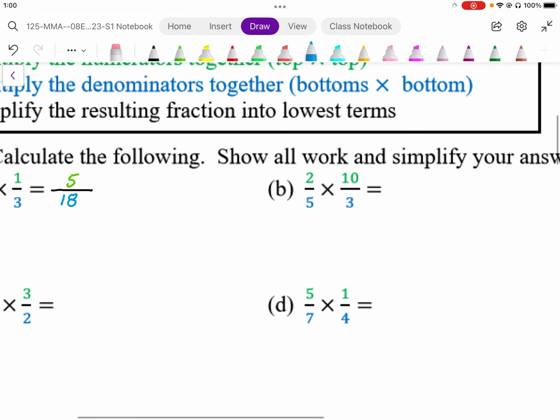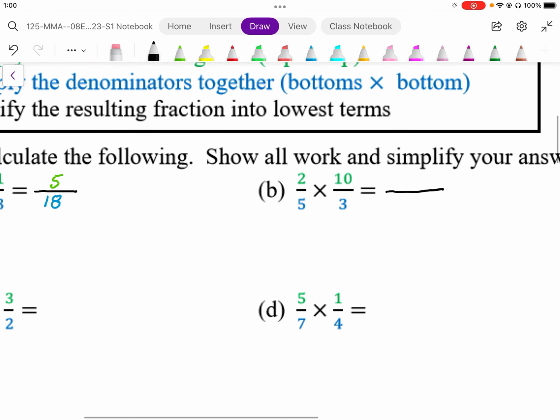So when we do B, we're going to do the same thing. We're just going to keep the top and the bottom separate. So we're going to do 2 times 10. That's going to give us 20 in the numerator. And we're going to do 5 times 3, or 18 in the denominator. Now, 20 and 18 do share common factors. So that's not 18. That's going to be 15. 5 times 3 is 15. So 20 and 15 share common factors. So 20 and 15 share a common factor of 5.